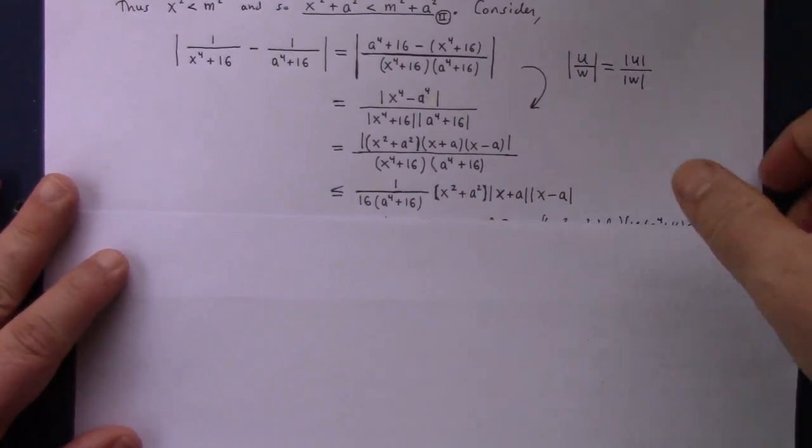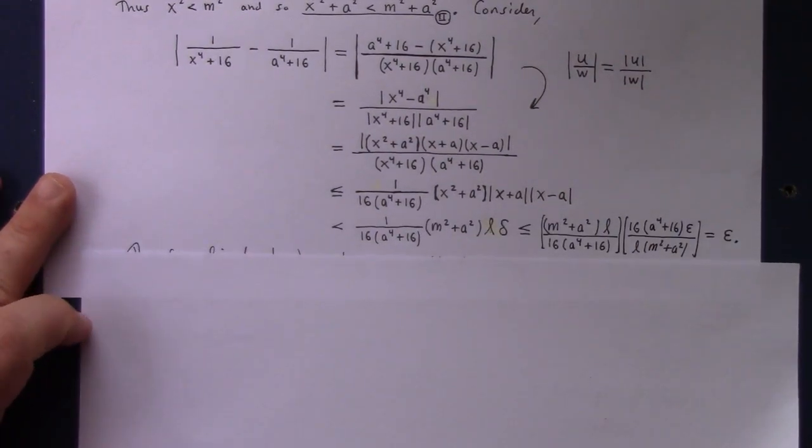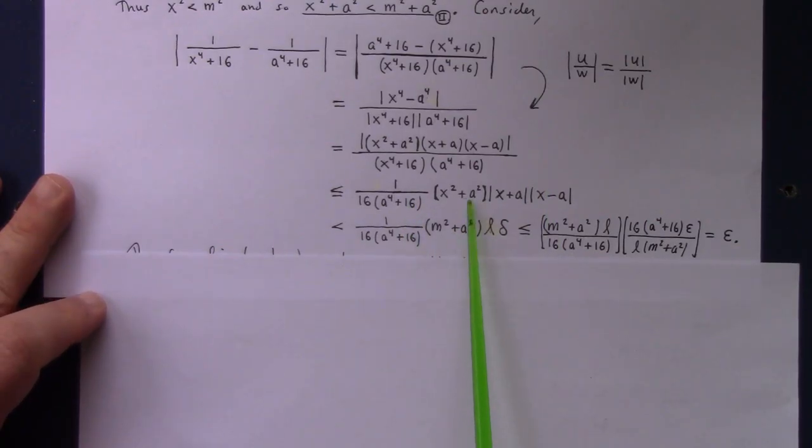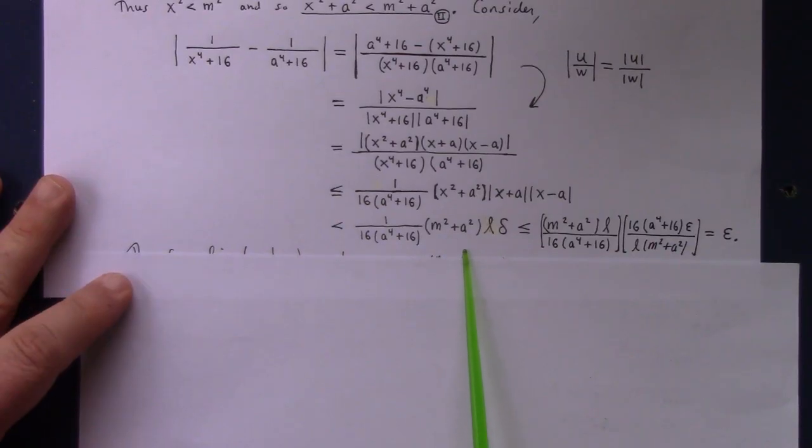All right, so then, lo and behold, that gives us less than this. So I traded my x squared plus a squared for m squared plus a squared, as we had back up in 2. That's using 2. And I'm trading the x plus a for L. That was 1. So using 1 and 2, and I've got my delta. But remember, delta is by construction less than or equal to this jazz over here. And of course, we've constructed that so that it cancels, leaves me an epsilon.